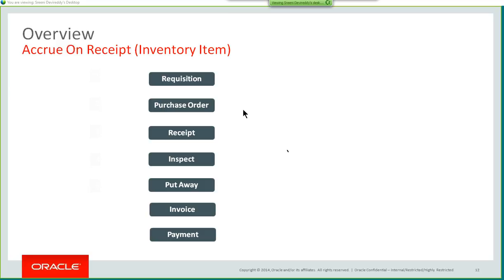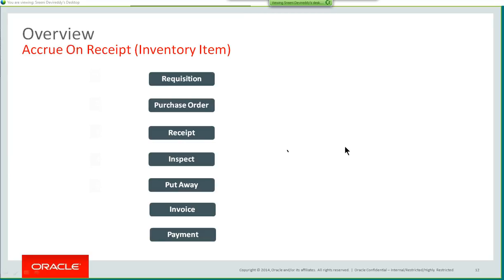Okay, let's see. In a typical P2P cycle, these are the main events that would happen. You create a requisition, which can be converted into a purchase order, and the supplier sends you the goods. You receive them, inspect them, and finally deliver them to the inventory. Put away is deliver. Then you will get an invoice from the supplier, and you're going to pay that. So requisition, purchase order, receipt, inspect, put away, invoice, and payment. That's the typical process, right?